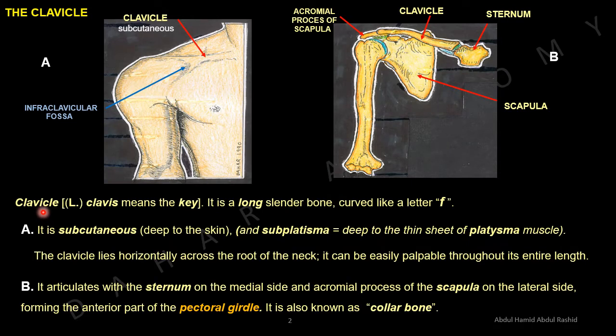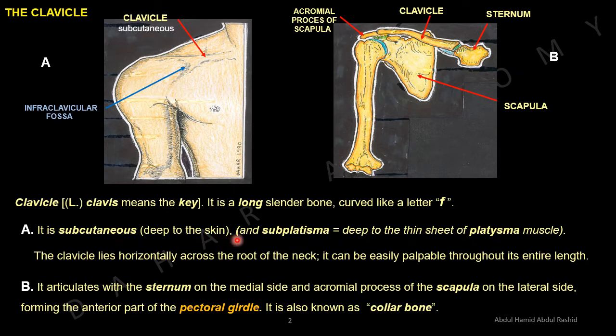Clavicle. The word clavicle comes from Latin word clavis, means the key. It is a long, slender bone curved like a letter F. If you see in diagram A, the clavicle is subcutaneous. What does that mean? It is deep or under the skin.